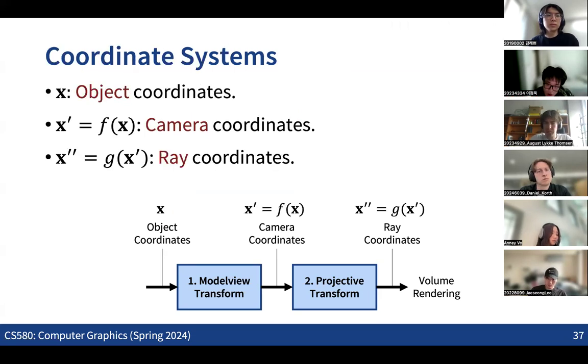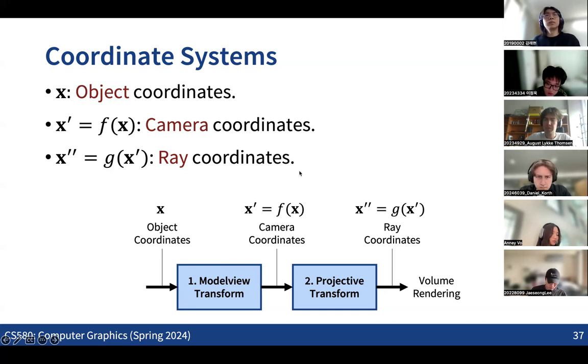So we are going to have these notations. X is for the object coordinates, and F is the model view transformation, converting the object coordinates into the camera coordinates. G is the projective transformation, converting the camera coordinates into the ray coordinates. So please check out this notation that we have here.